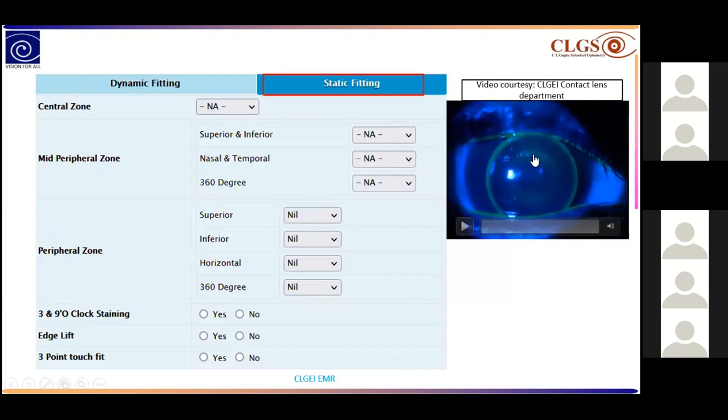Pooling means there should be fluorescent accumulation in the mid peripheral, and also in the periphery, with 360-degree symmetrical edge clearance. That will be considered as a 3 point touch. In a similar way we have to assess these things.